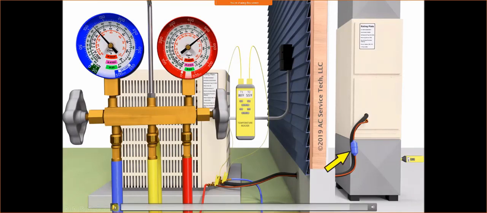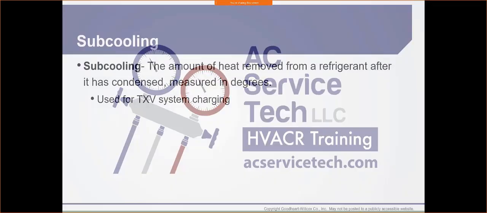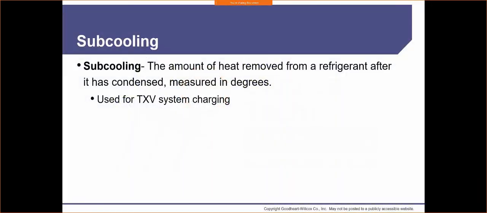All right, I'm going to stop him right there because that's the next thing we're going to talk about. We're going to talk about subcooling. Subcooling is the amount of heat removed from a refrigerant after it has condensed, measured in degrees. So again, remember, we've got our saturation point. If we start to remove heat from that saturation point, the refrigerant is going to want to stay in the liquid state, and we're going to continue maintaining that liquid state.